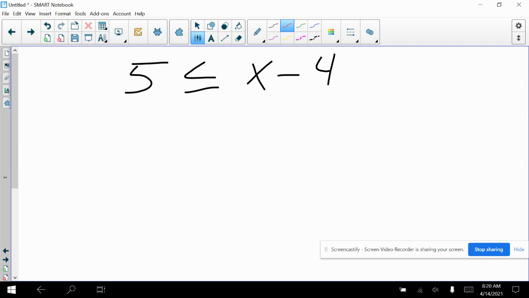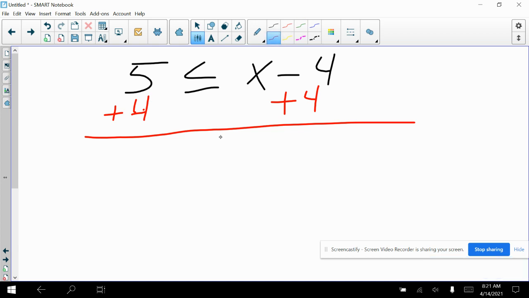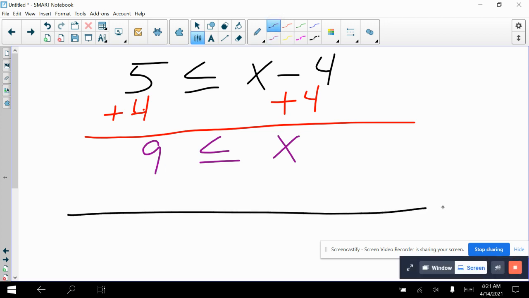All right, what are we going to do first? Just yell it out. How do we do that? There you go, add 4 to both sides. What property is that called, Masa? That's what I thought. Got to pay attention. All right, you should have 9 is less than or equal to x.